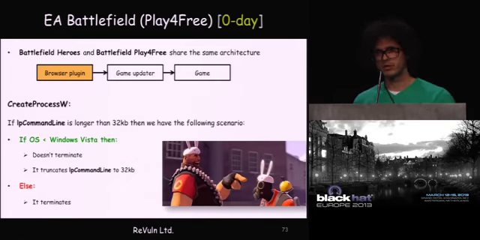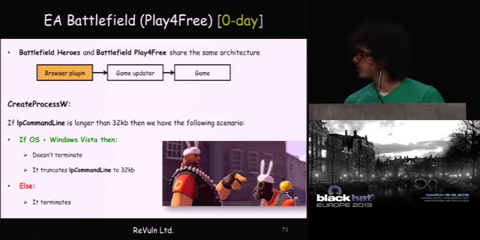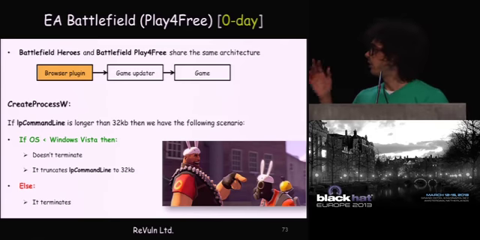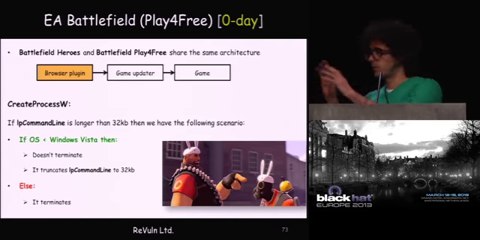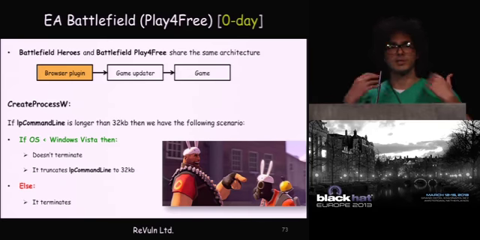CreateProcessW is a particular API. By default, it should terminate if the specified command line is longer than 32 kilobytes. But there is different behavior with operating systems released before Windows Vista, so I'm talking about Windows XP and 2003. In these particular cases, the command line is truncated to 32 kilobytes, and the command is executed as is.